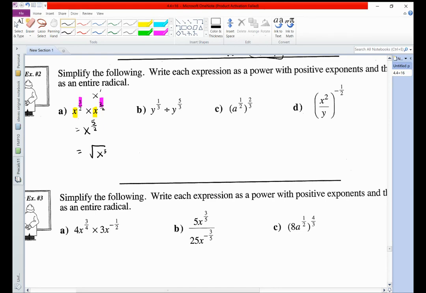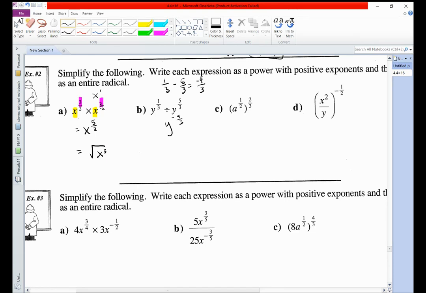Now we have y to the power of 1 over 3 divided by y to the power of 5 over 3. So when we have exponents with the same base, and we're dividing them, we subtract. When we're dividing exponents with the same base, we subtract the exponents. And when we subtract fractions, we need to have the same denominator, or common denominator. So we have y to the power of 1/3 divided by y to the power of 5/3. 1/3 subtract 5/3 gives us negative 4/3. So we can write that as y to the power of negative 4 over 3.